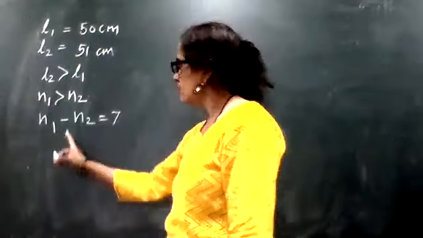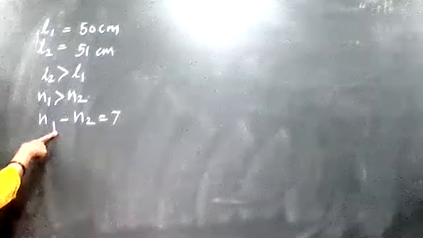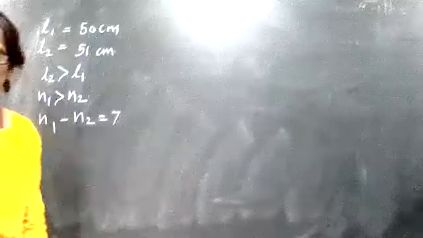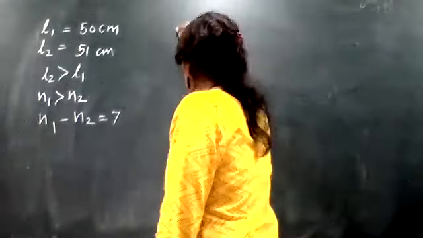So for that, now I can put the values. Clear? So now here velocity v is N1, this N1 I can write down. And what is given? The pipe is open at both the ends.